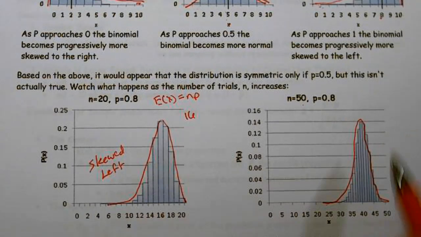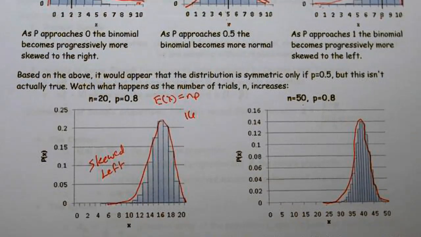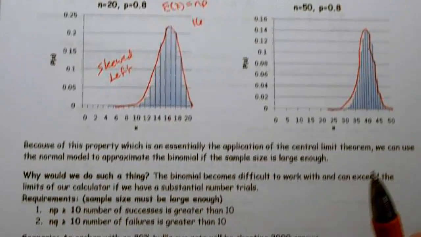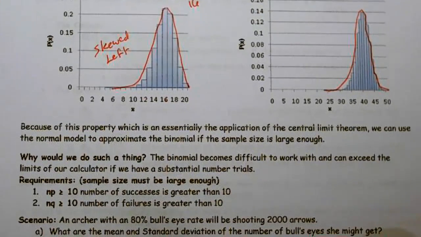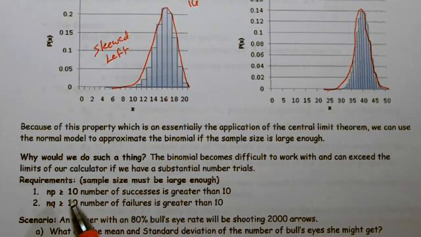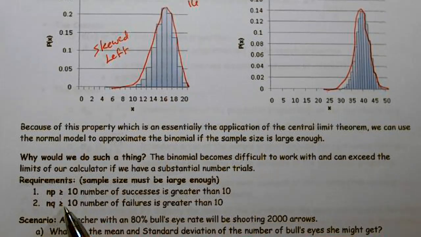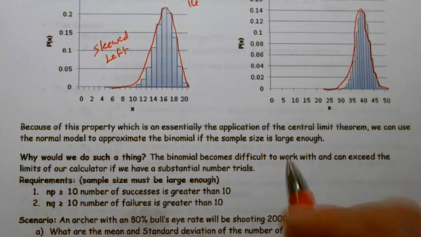Now, I'm looking at this and going, you know what? We're getting closer and closer to the normal. So when is our sample size large enough to say it's approximately normal? We have a rule, and it's actually two rules, and you have to satisfy both of them. Our sample size must be large enough to use the normal approximation: np must be greater than or equal to 10, and nq, the number of failures, must be greater than or equal to 10.